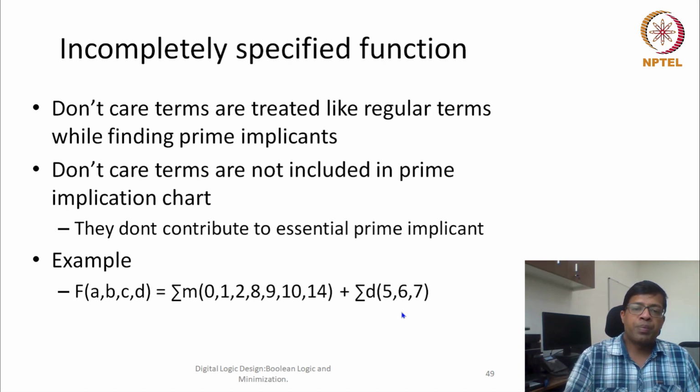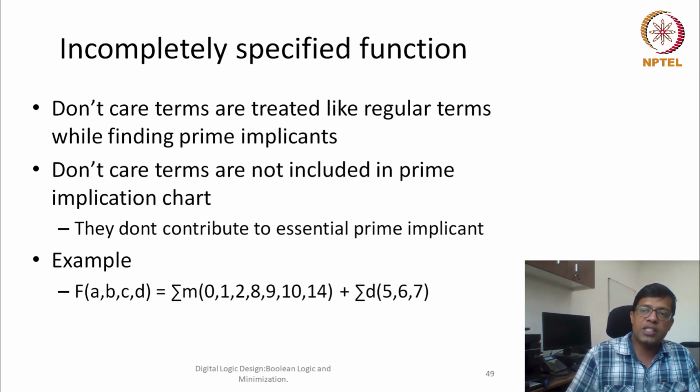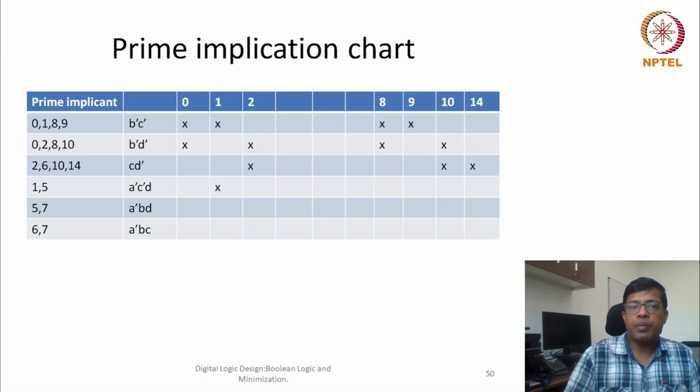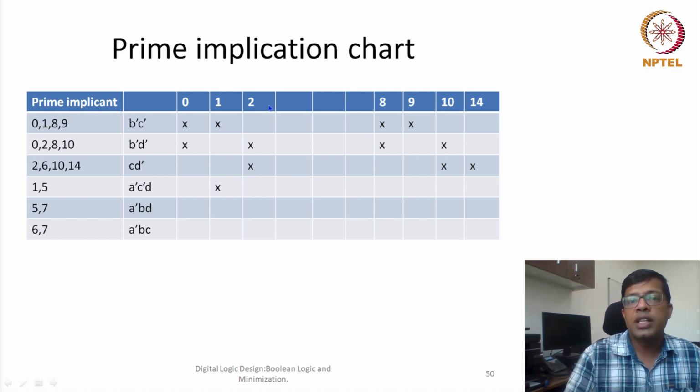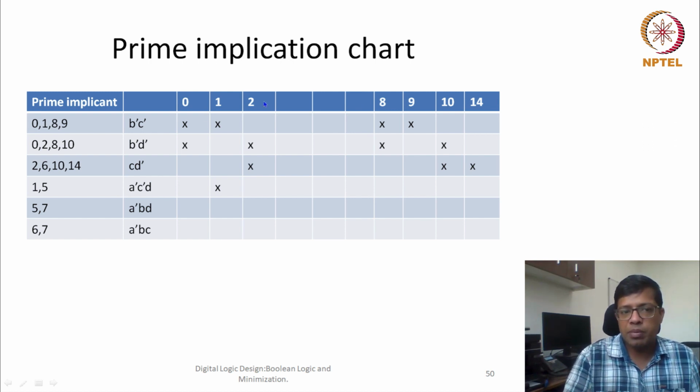Because 5, 6, 7 are treated as regular min terms for the first exercise of creating all the implicants, I can create the prime implicant chart in a similar way as the previous example. These are the list of all of my prime implicants, but these three min terms, 5, 6 and 7, are not listed in this prime implicant chart. Because they are not listed in the chart, they will not contribute to finding the best cover.